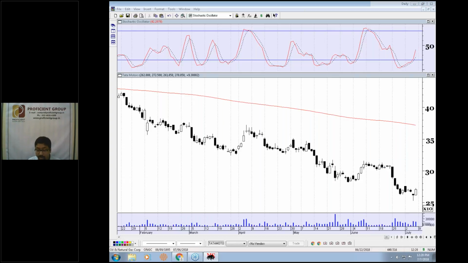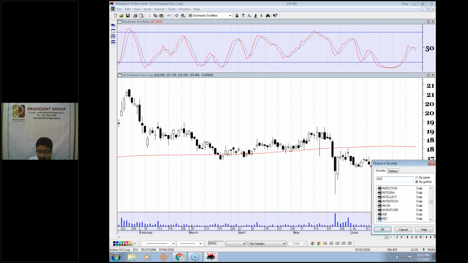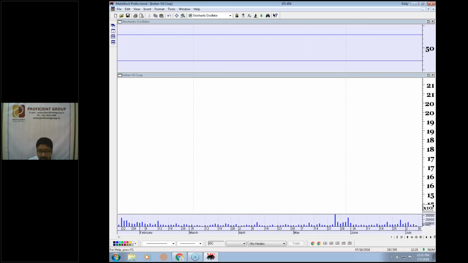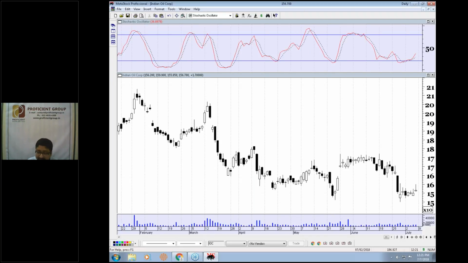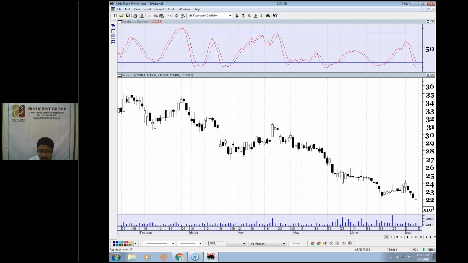ONGC, extremely weak stock. As you can see, yesterday also some strong sell-off ensued, and it is actually trading near its 52-week low. So a violation of Thursday's low will be a good selling opportunity, which is at 154. So one can keep a short position if 154 gets broken. The same sector, IOC, it is also a very weak stock, but let the stochastic go above its 80 mark, when it will be shown that the stock is overbought in the short term, and that will be a selling opportunity.